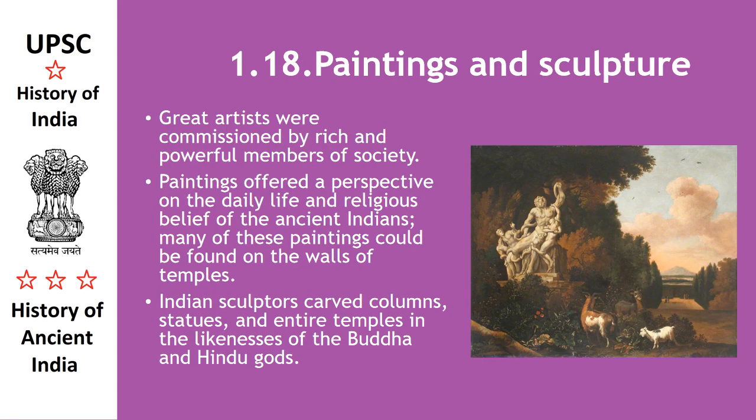Paintings and sculpture. Great artists were commissioned by rich and powerful members of society. Paintings offered a perspective on the daily life and religious beliefs of the ancient Indians. Many of these paintings could be found on the walls of temples. Indian sculptors carved columns, statues, and entire temples in the likenesses of the Buddha and Hindu gods.